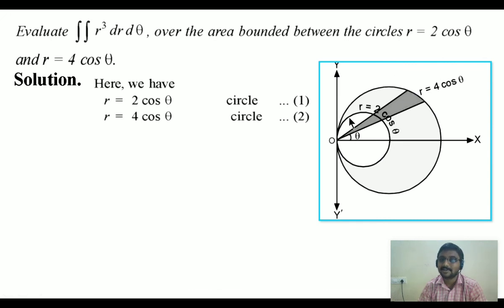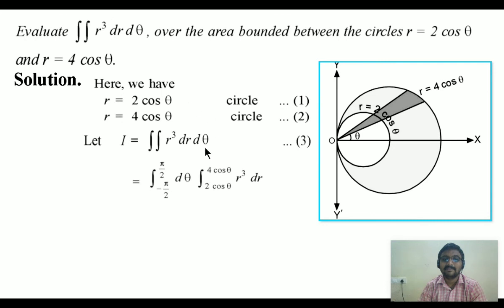Theta limits must be constants. R limits must be in terms of theta. So clearly in between the circles, r moves from 2 cos theta to 4 cos theta and theta moves from negative pi by 2 to positive pi by 2. Now we can evaluate the double integration easily. We only have to determine the limits and then the result will be obtained easily by evaluating the double integration. Now the given sum, let it be equation 3.